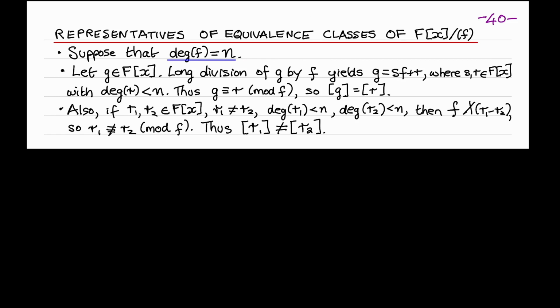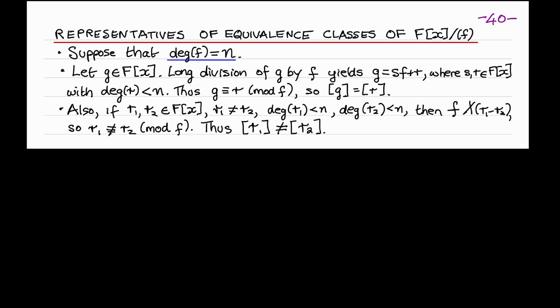Let's next select a convenient set of representatives of the equivalence classes of this polynomial ring. We'll suppose that f has degree n. Remember, f is the fixed modulus chosen for the polynomial ring. Now, for any polynomial g over capital F, long division of g by f yields an equation g equals sf plus r, where the quotient s and the remainder r have coefficients in the field F, and r has degree less than n.